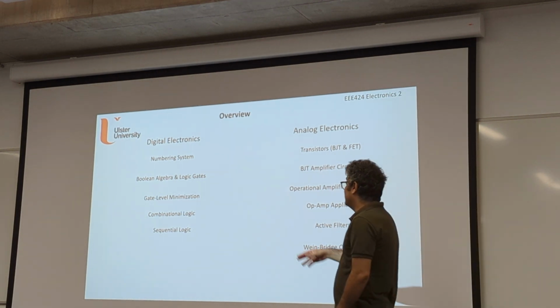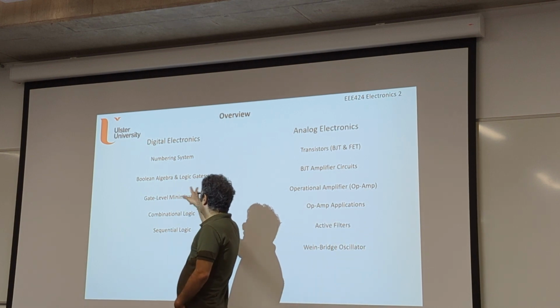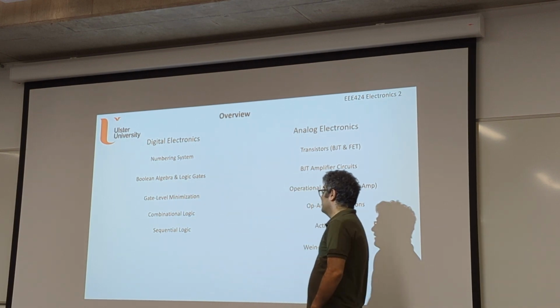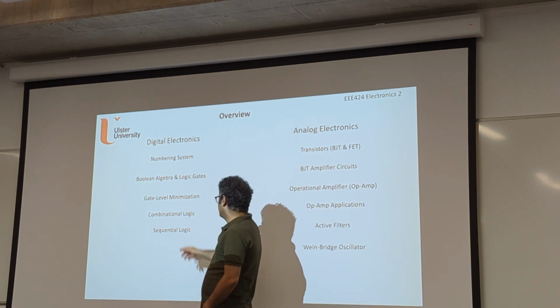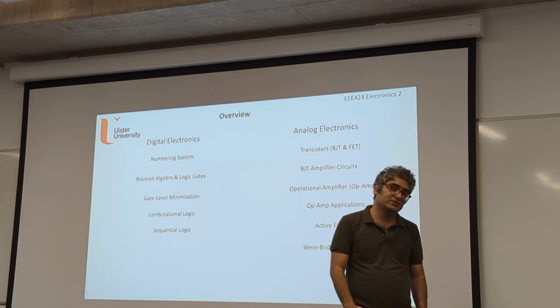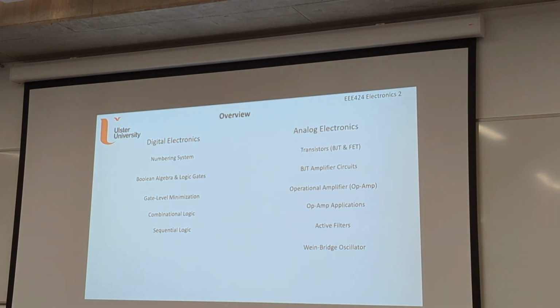For the digital electronics, we have numbering system, Boolean algebra, and logic gates. We have gate level minimization. This is important. We use Karnaugh map for that. We have combinational logic and sequential logic. At the end, you will know how to design digital circuits, and also with the simulation. Slowly we go to the advanced circuits. You will complete this part.